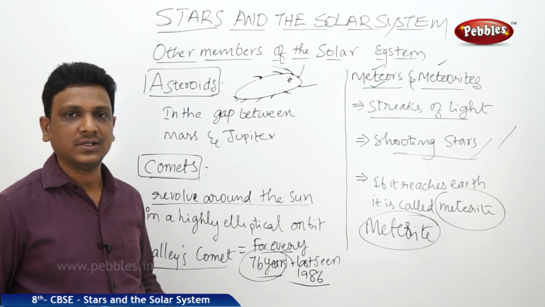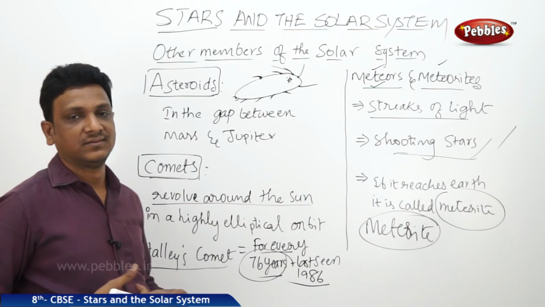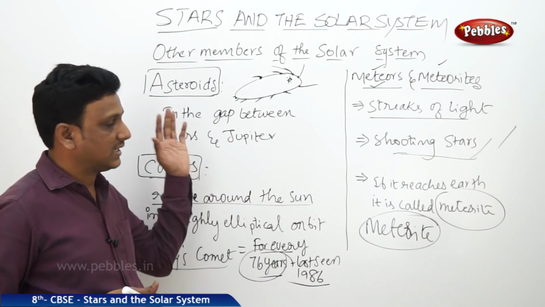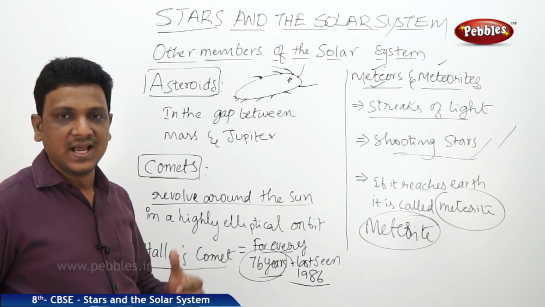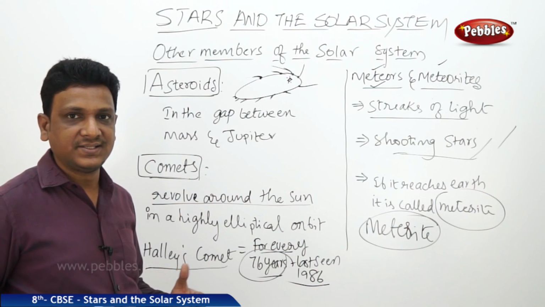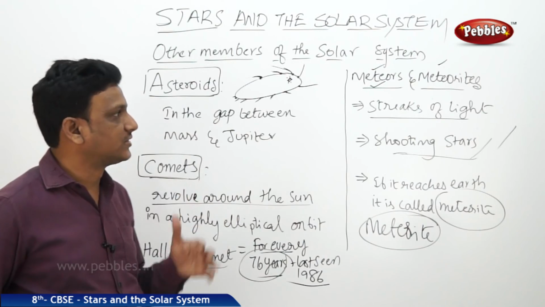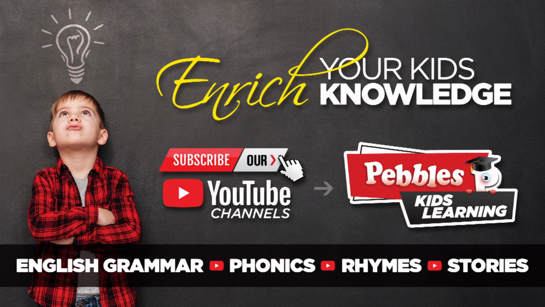So in this lesson, we learnt about the stars, constellations, and the other parts of the solar system, about the sun and about the planets and satellites, comets, asteroids, meteors and meteorites.